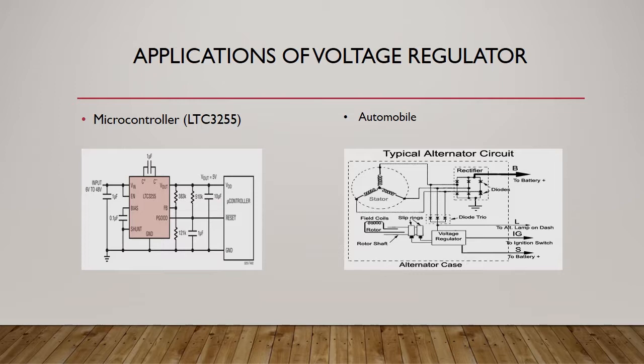Next is the usage in automobiles. In the typical alternator circuit, it is shown that the voltage regulator is required so that the voltage to the ignition switch and to the battery is stable.